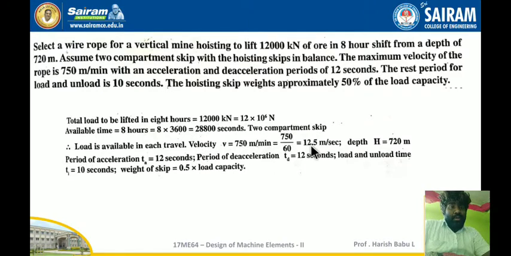So I want to convert into 12.5 meter per second now. The depth will be H equals 720 meters, that is given in the problem. The period of acceleration TA will be equal to 12 seconds. The period of deceleration TD is equal to 12 seconds. The load and unload time, that is TL, is equal to 10 seconds, and the weight of the skip will be 0.5 times the load capacity.